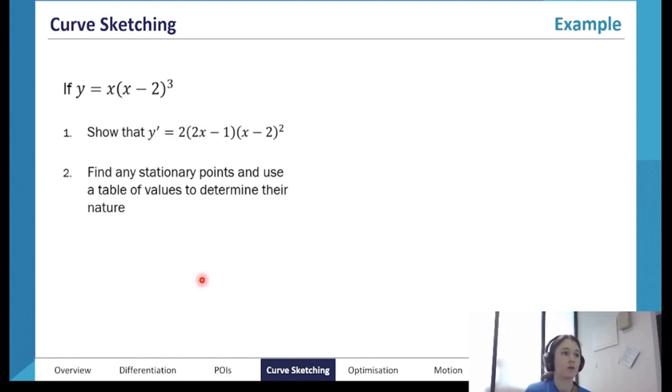Okay, but now we're going to get into actually deriving this. So, as I said, we're going to have to use the product rule. So we're going to have u equals x and v equals (x take 2) cubed. Our u dash is going to be 1.